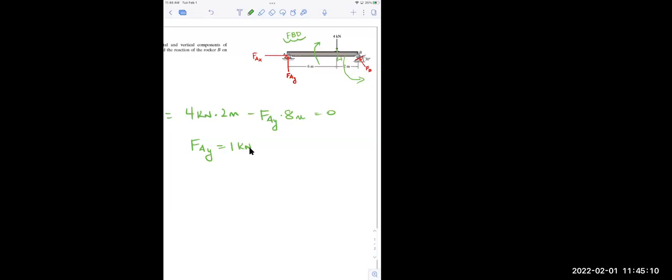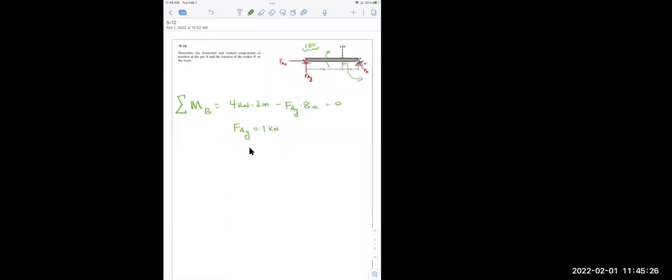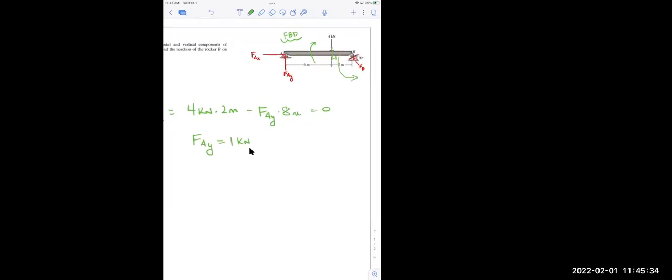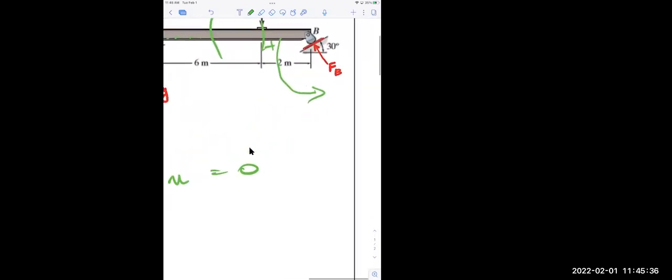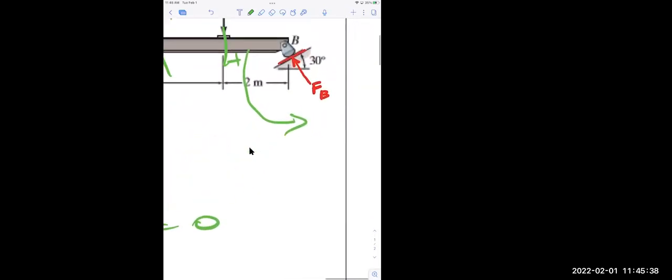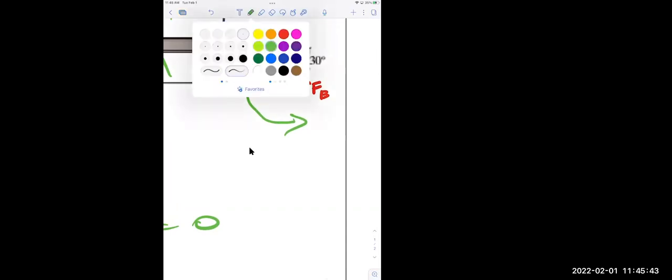So I'm looking for all three of the reactions: force of AX, force of AY, and force of B. I'm looking for all three of those, and I found one. Let's see now, what should I do? I could redo another moment calculation. I could do it around B. That would be fine. It feels like at some point I might want to convert that force of B into its X and Y components. Let's see, what would those be?